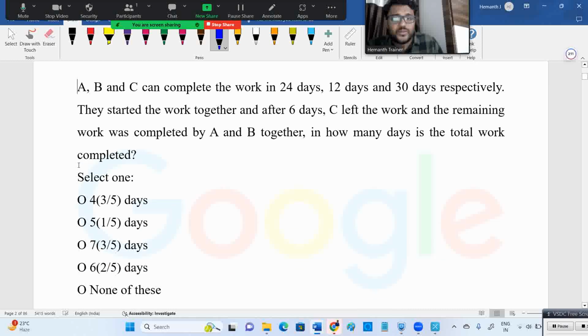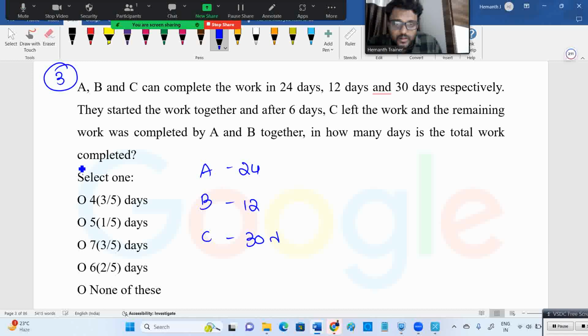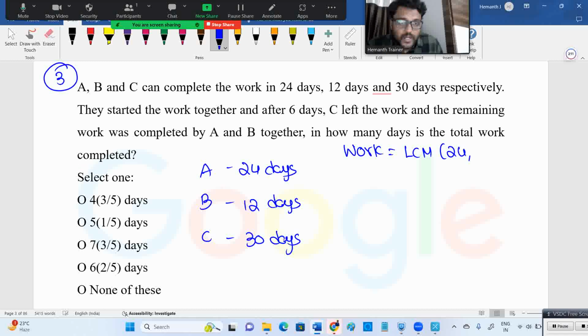Time and work. This is also a typical question given from time and work. A, B and C can complete the work in 24 days, 12 days and 30 days respectively. What is the work? They didn't mention it here. They are doing some work, but what work is not given. You people can fix the work. How to fix the work: take the LCM of 24, 12 and 30.